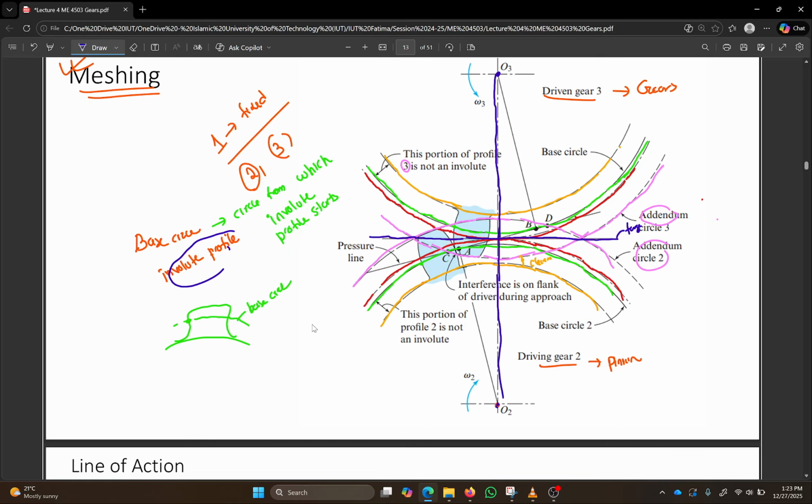You will see that the contact point makes a straight line. And another interesting fact is that this straight line is actually tangent to the base circle. A tangent to the base circle. Clear? So let's show it in another figure.